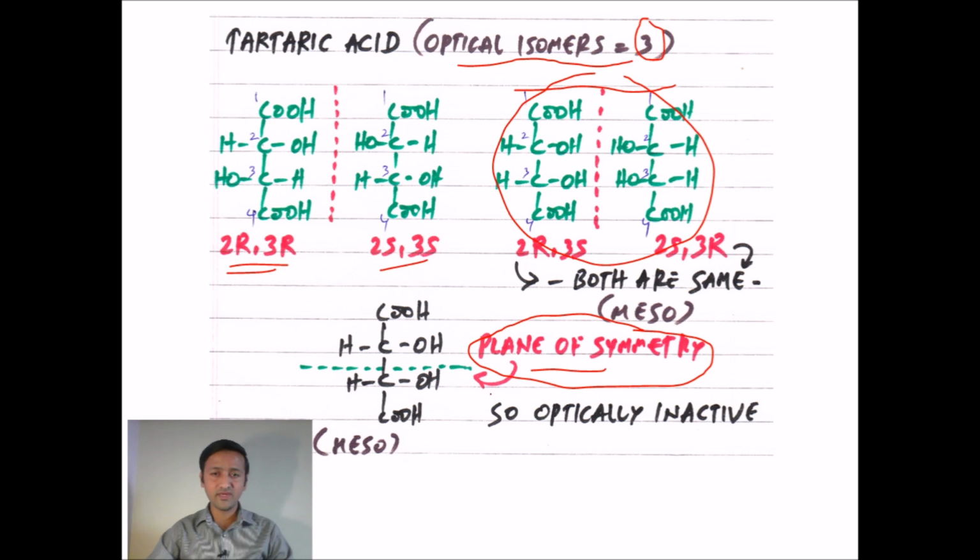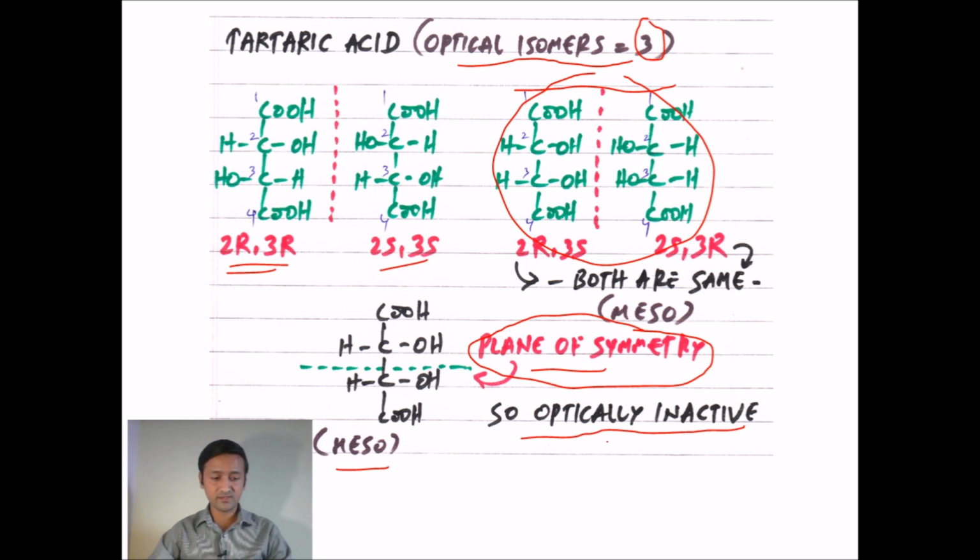And we already know that any compound having symmetry elements, like a particular plane of symmetry, is said to be a meso compound. So the two structures given last are said to be meso tartaric acid. Because of the plane of symmetry, it is optically inactive, meaning it won't rotate plane polarized light. It has two chiral carbon atoms, but because of the presence of a plane of symmetry, it will be optically inactive.